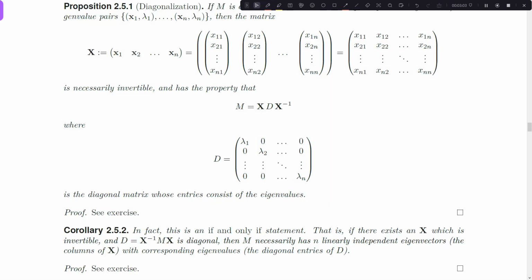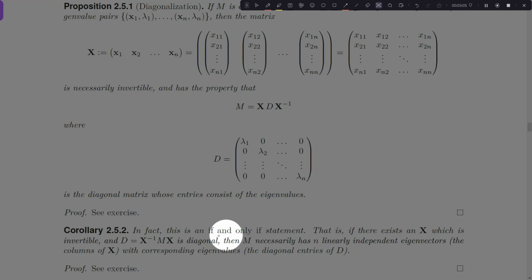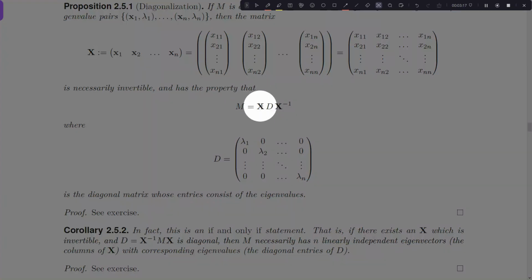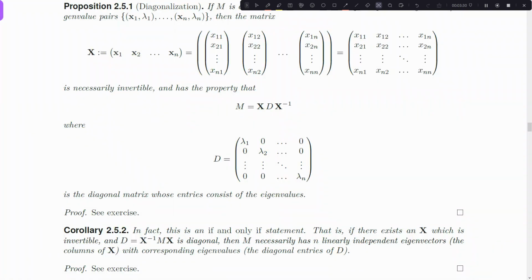So this is interesting because this is actually an if and only if statement. That means the reverse is true. If I can find some matrix X, and I don't know anything about its columns necessarily, and a diagonal D for which this equality is true, then necessarily the columns of the matrix X will be eigenvectors.